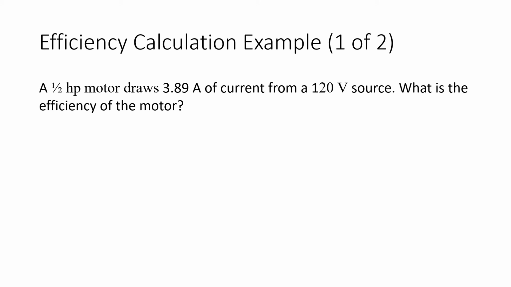Let's look at a couple of examples. We're given that a 1/2 horsepower motor draws 3.89 amps of current from a 120 volt source. What is the efficiency of the motor? Well, we start with our equation for efficiency. Efficiency equals P out over P in times 100.